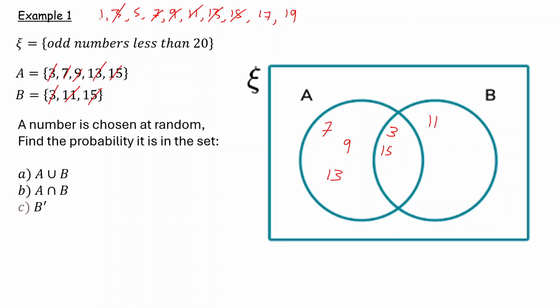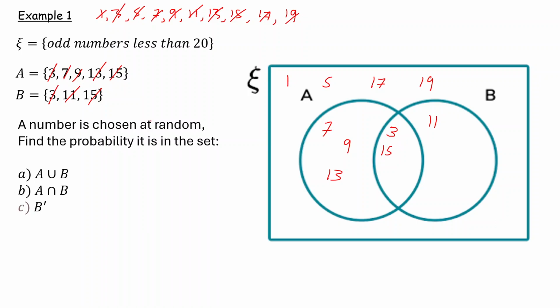And what numbers are left over? Well, we've got a 1, a 5, a 17, and 19 that do not belong to either set A or B. And hopefully that's all of our numbers. There should be 1, 2, 3, 4, 5, 6, 7, 8, 9, 10. Perfect. So I've put all of my numbers into my Venn diagram.